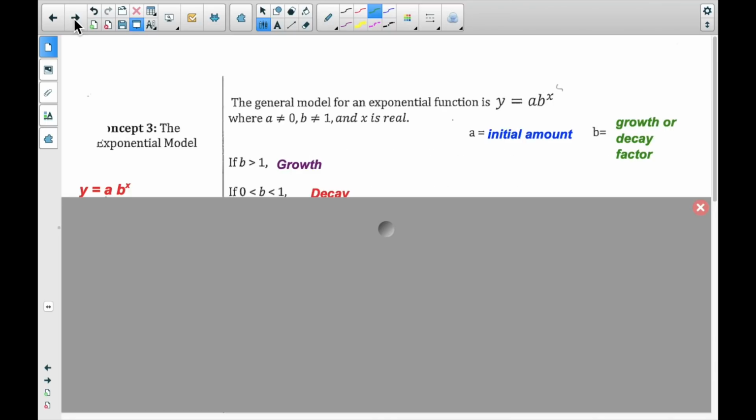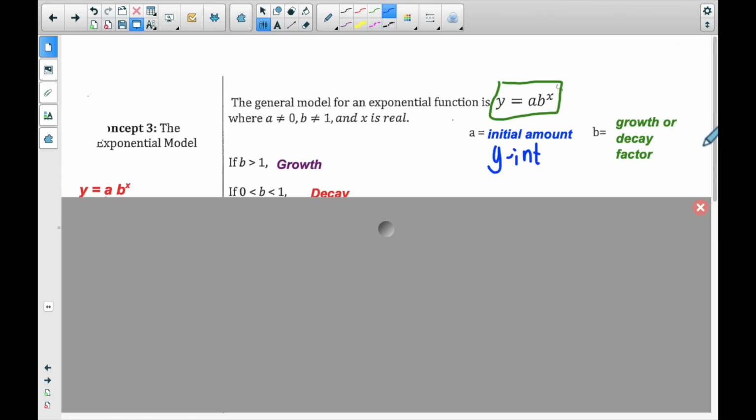And so here we have the general model for an exponential function: y equals ab to the x power. And just like we understand y equals mx plus b, and we know what the m does, and we know what the b does, and we know where the y-intercept is, this equation also, if we know how to read it, we will know some similar information. One thing is, your a is your initial amount, and that is going to be the y-intercept. And b is the growth or decay factor.